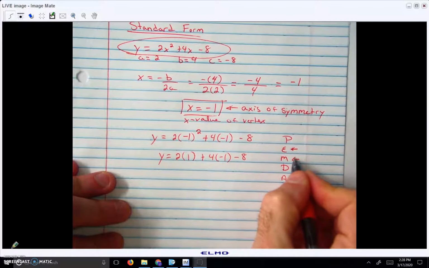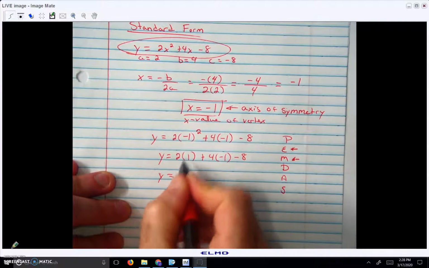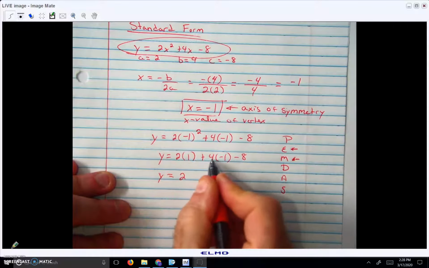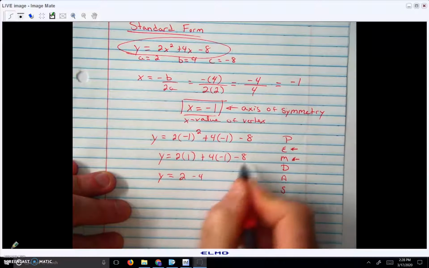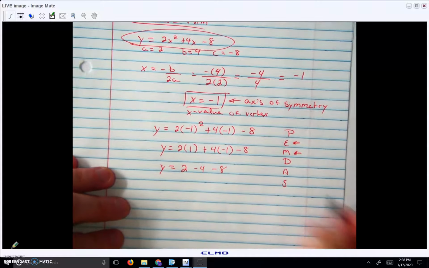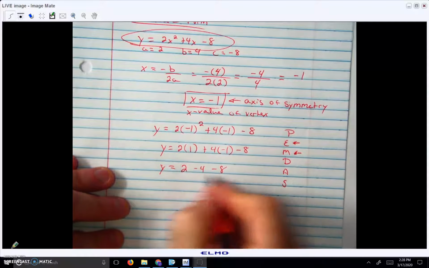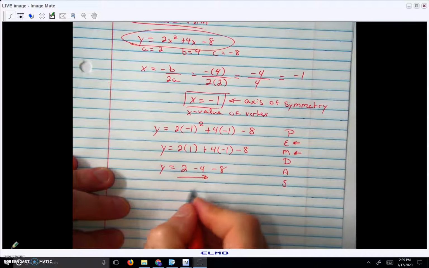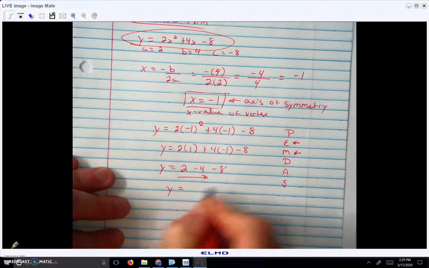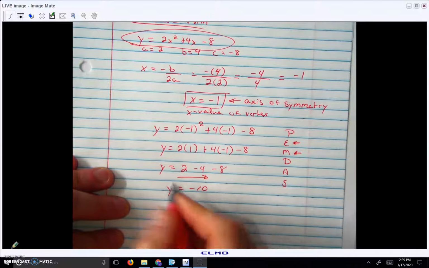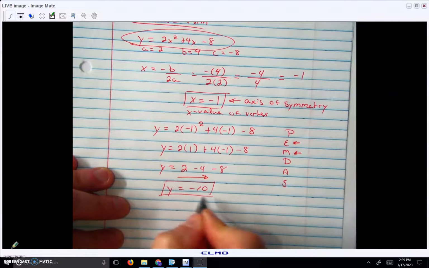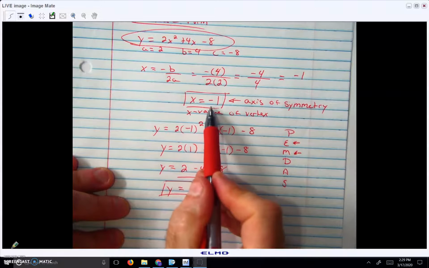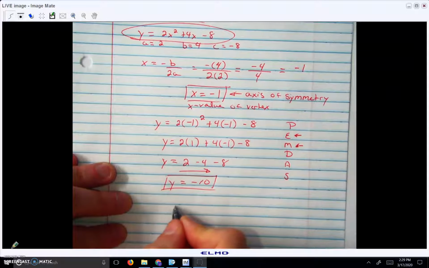Next, I'm going to multiply. So I have y equals 2 times 1 is 2. 4 times negative 1 is negative 4 minus 8. And then I have subtraction, so I work that left to right through the problem. So 2 minus 4 is negative 2, and negative 2 minus 8 is negative 10. I now have a y value of negative 10 to go with my x value of negative 1. So now I know that my vertex is the point negative 1, negative 10.